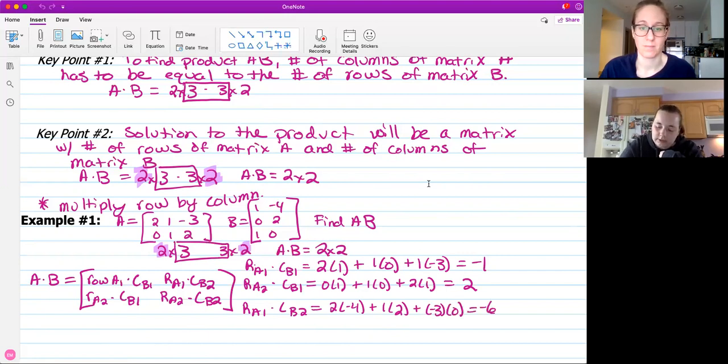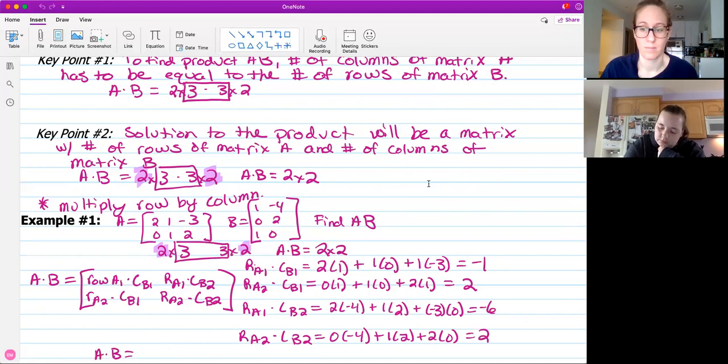And then you're going to have row A2 times column B2, and this is going to be 0 times -4, plus 1 times 2 plus 2 times 0, and this one is also equal to 2. So our product, A times B, is equal to -1, -6, 2, 2, and that's your answer.